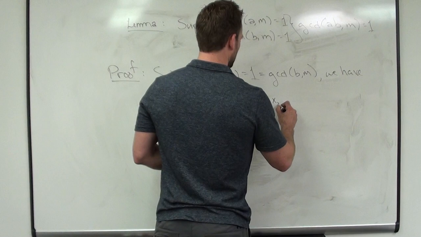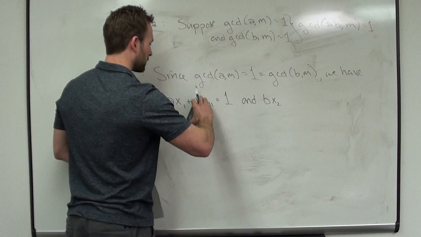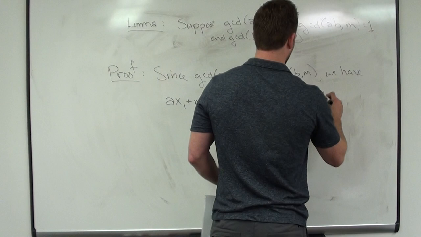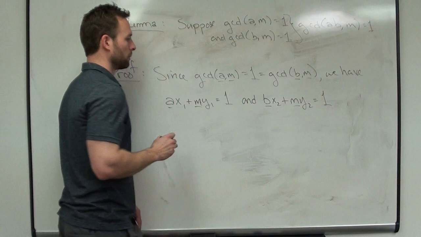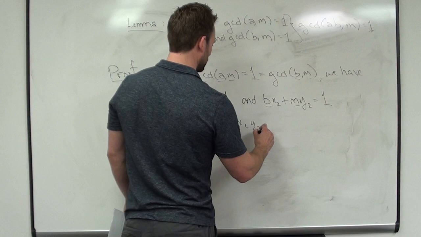And B x2, oops, that's wrong. I better use a different letter, so I don't confuse it with that B. Sorry about that. So this is A and M, and we use A and B here. This would be B x2 plus, and what letter do I use here? M y2 equals 1, right? So B and M here, A and M here. These two have integer solutions, so x1, y1, x2, y2 all live in Z.